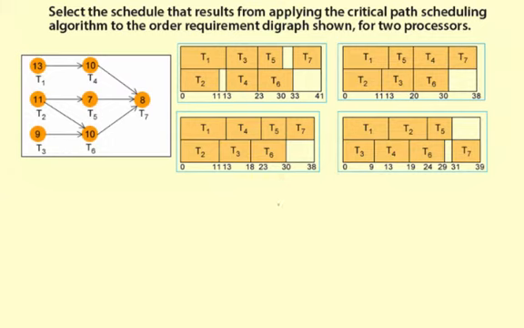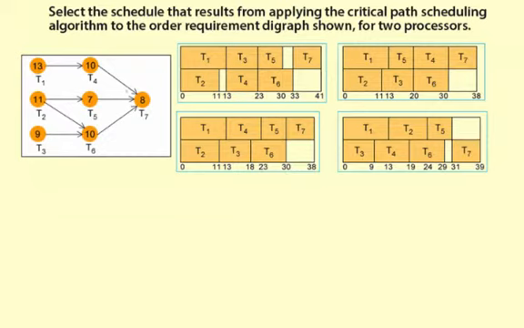Select the schedule that results from applying the critical path scheduling algorithm to the order requirement diagram shown for two processors. So the first thing we need to do is apply the critical path scheduling algorithm, and then we'll prioritize the tasks using that. Then we'll go ahead and make the schedule. Okay, so we need to identify the critical path first.